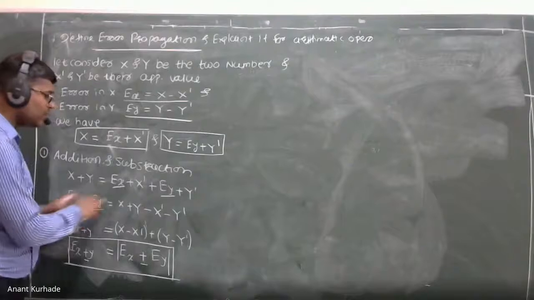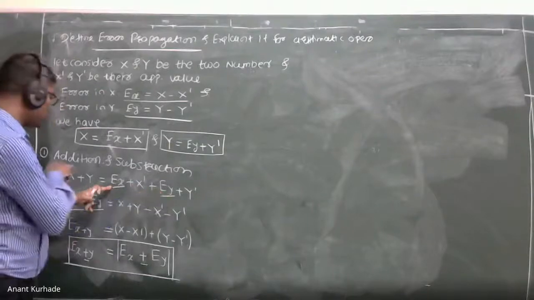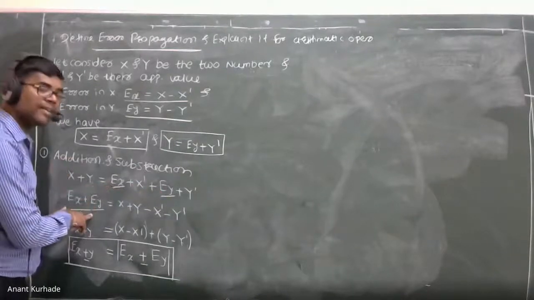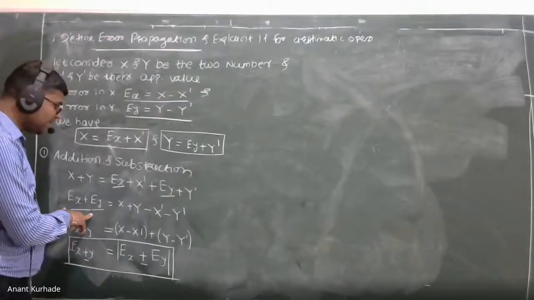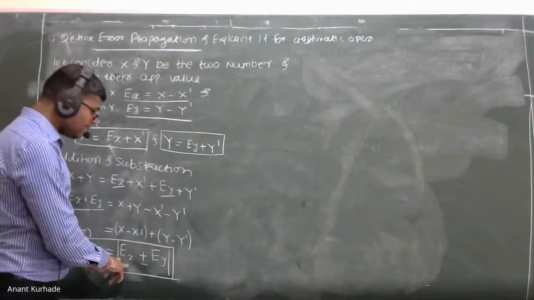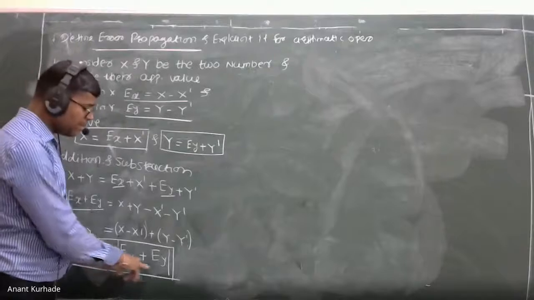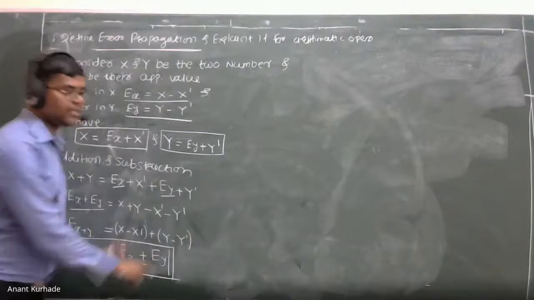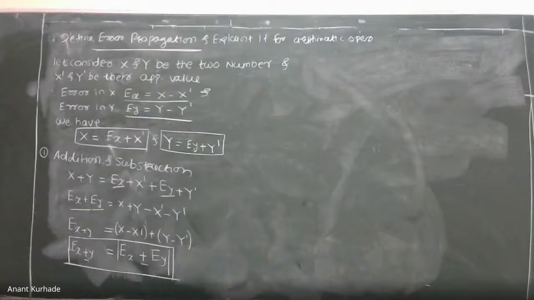This is combined error; we are doing addition. Combined error in addition is equal to error in first number plus error in second number. Okay, now write down this. So it is very simple.